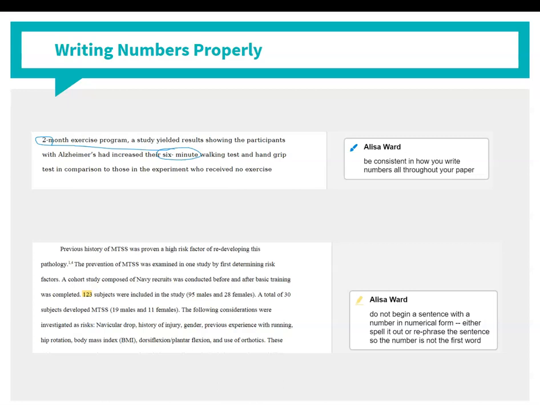And when you are writing numbers, there are very specific rules in AMA format about when to write the number in numerical form and when to spell it out. And I'm not particularly worried about following those rules, but I do want you to be consistent in how you're writing it. So don't write 2 months with the number and then write six with the letters, in written form. So choose a method and then be consistent with that.